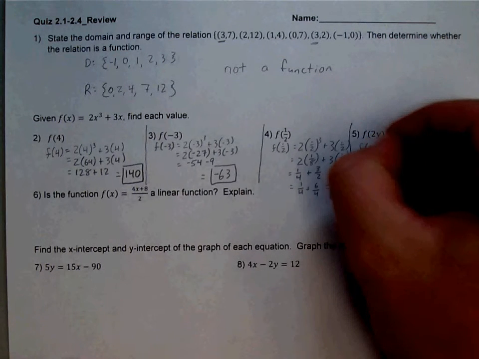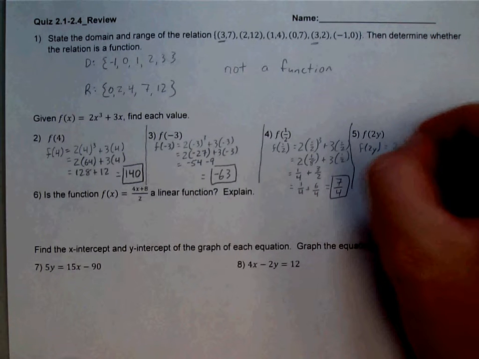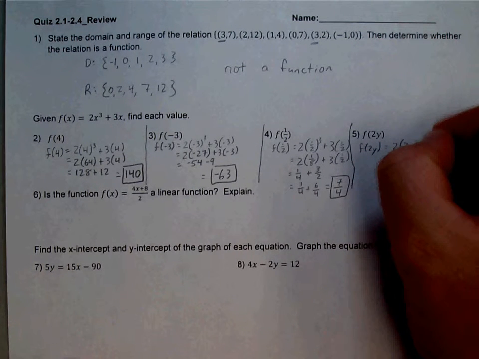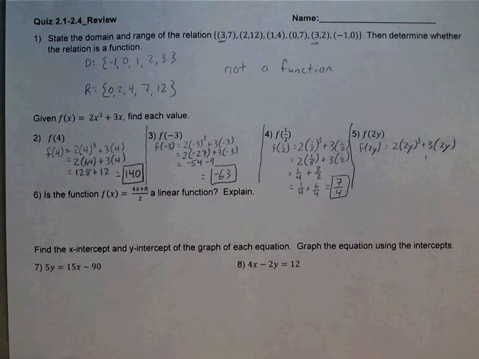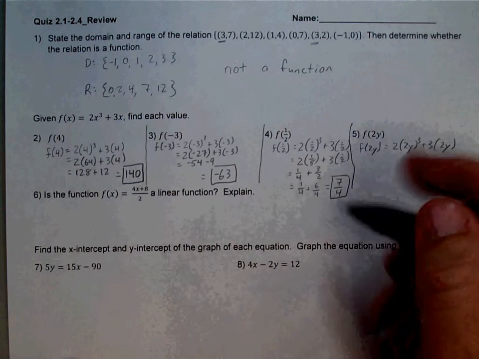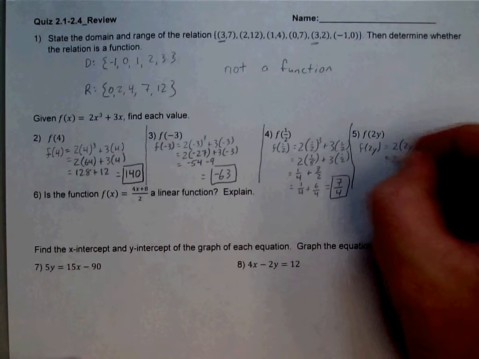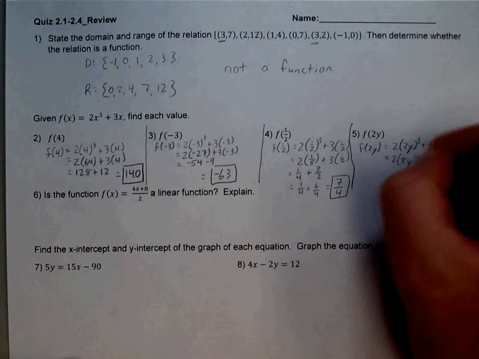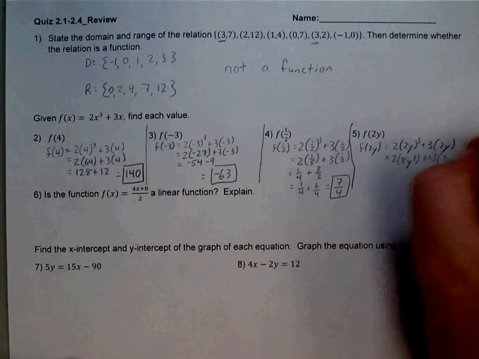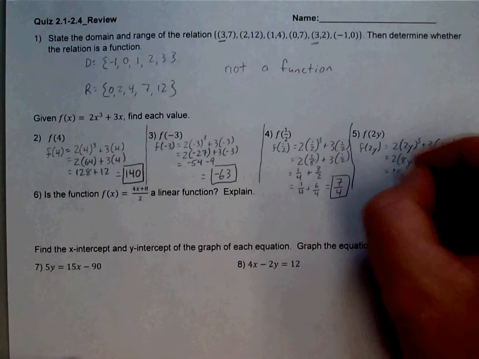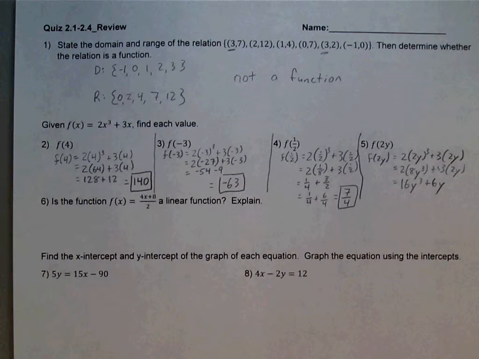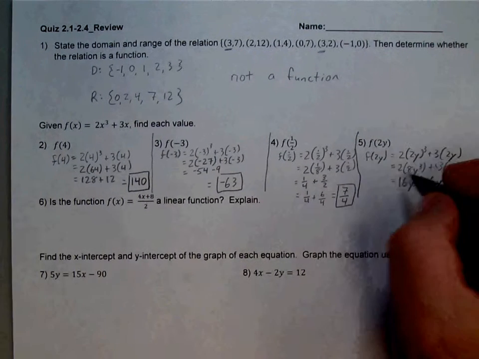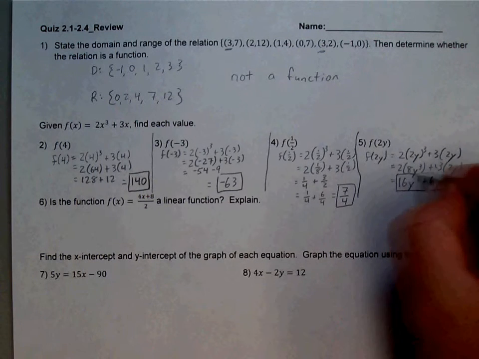And then f of 2y. So 2 times 2y cubed plus 3 times 2y. When you cube 2y, you have to cube the 2 and you have to cube the y. So 2 cubed is 8, y cubed is y cubed. So 2 times 8 is 16, so we get 16y cubed plus 6y. Y cubed and y are not like terms, therefore you cannot combine them. That is the answer, 16y cubed plus 6y.